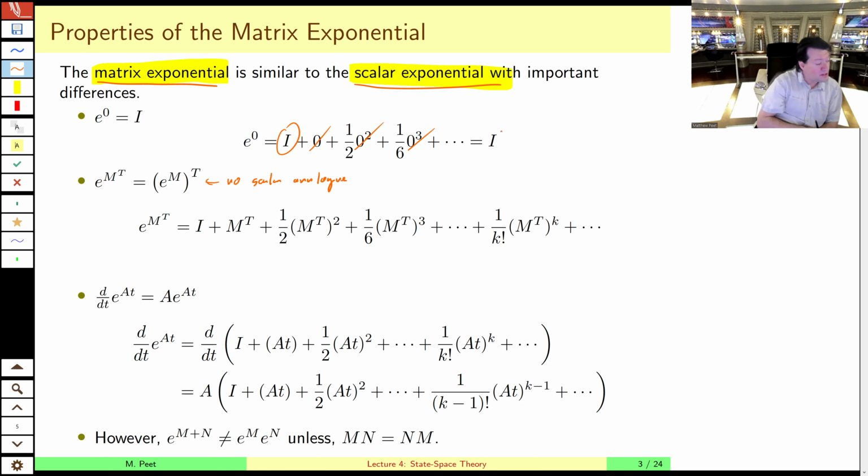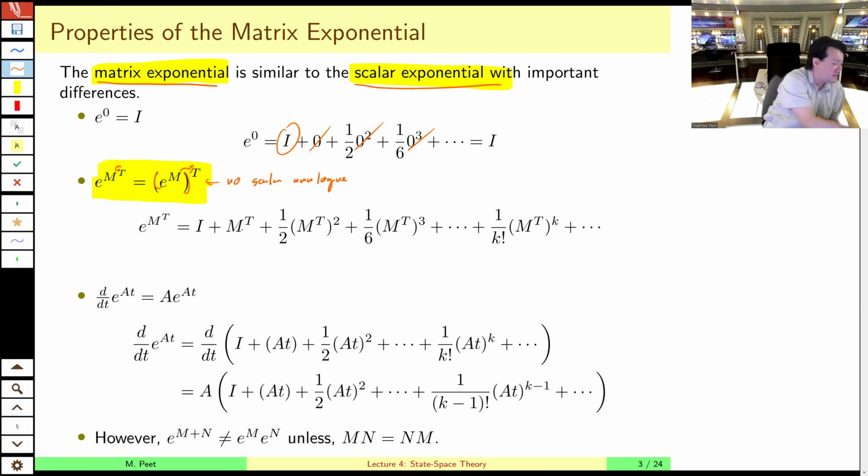Another less obvious one, which we use a lot, is that the exponential of a transpose of a matrix is equal to the exponential of the matrix, transposed. So you can pull that transpose from the matrix to outside the exponential, and we have these little parentheses here to indicate that. And it's fairly obvious why that's so.